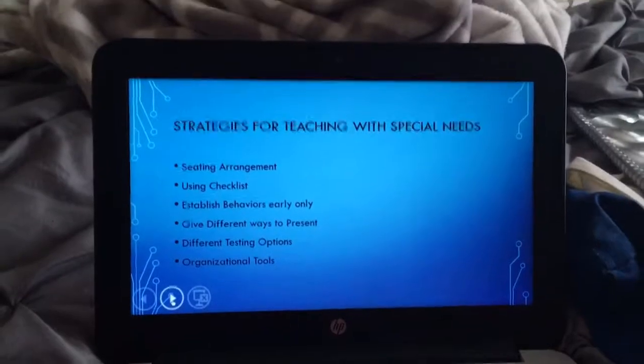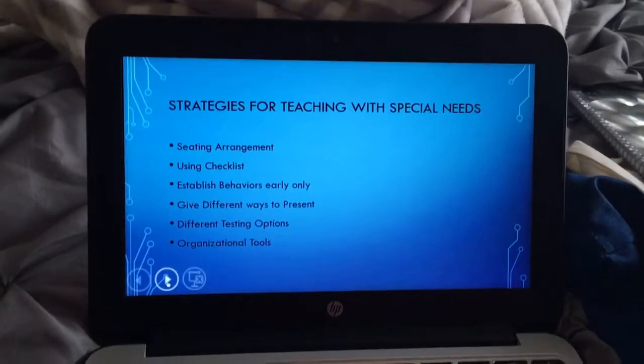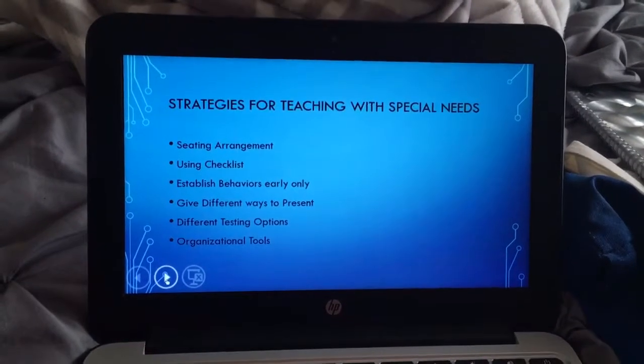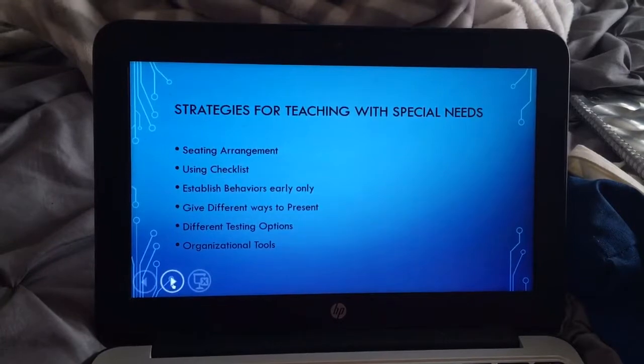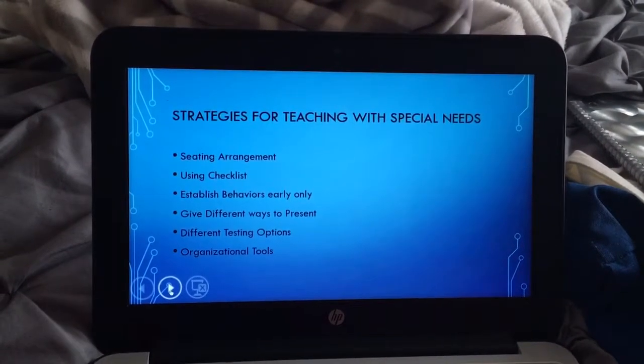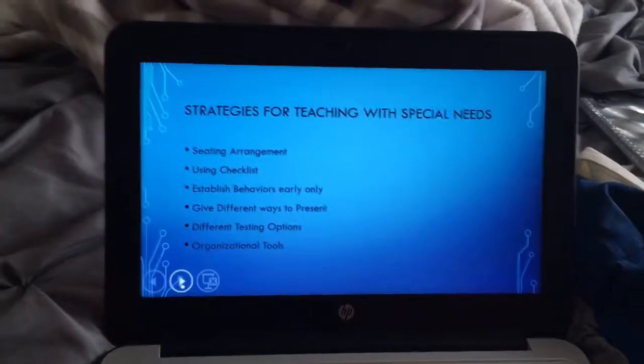Testing. Don't limit testing to just paper. Use a computer or oral test or even incorporate sensory with their hands so they can understand what they're learning. Using organization tools. Having a child use folders, containers with compartments so they can see what they have. Also, bright colors is very brain stimulating.